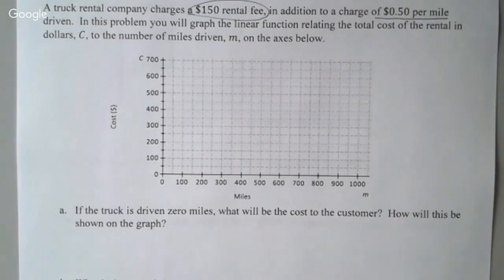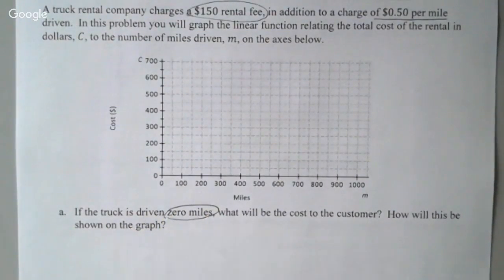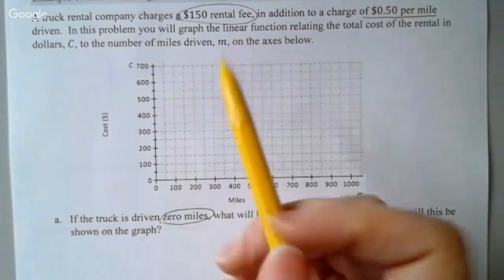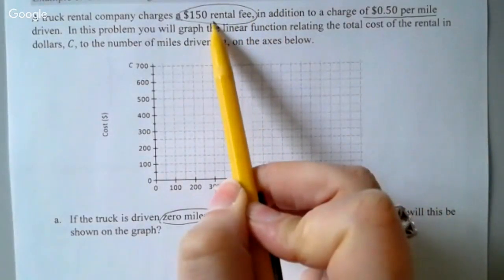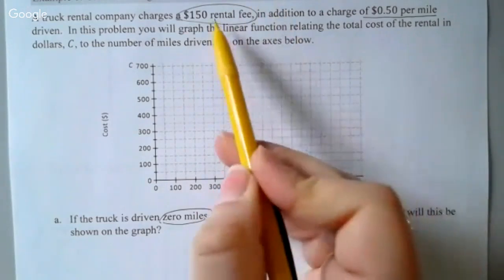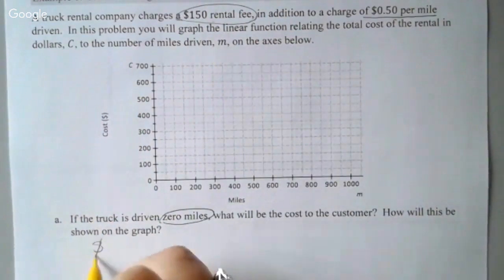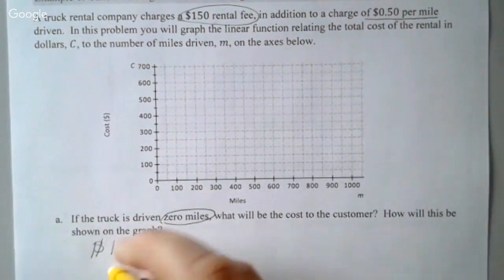Okay, so if we're talking about 0 miles, that means we want to know what's across from 0, or what my flat fee or initial value should be, which is coming up here. Okay, at $150. Not 1.50, just 150.